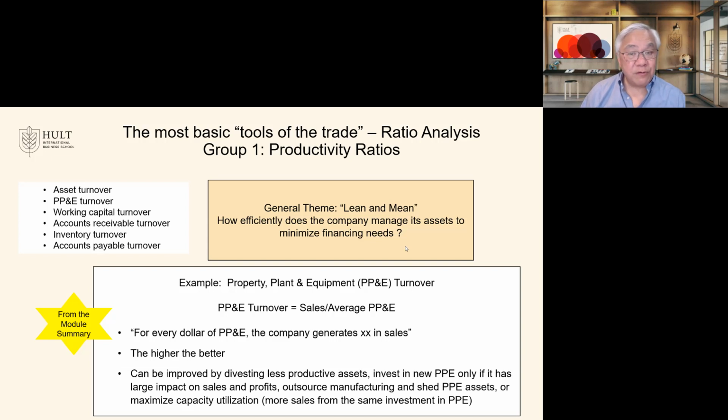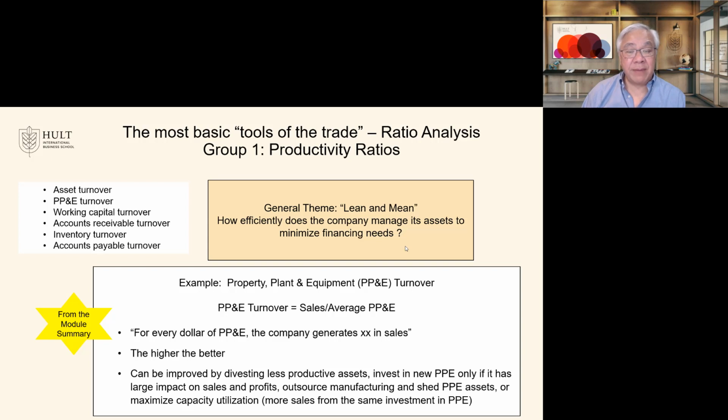And how can we improve it if we see a trend going the wrong direction? We can divest some less productive assets because they're weighing us down. We can invest in new property, plant, equipment if it has a large impact on growing sales and profits in a healthy way. And then we can outsource manufacturing and shed the PP&E assets, which would also lower the asset base and therefore be more efficient.